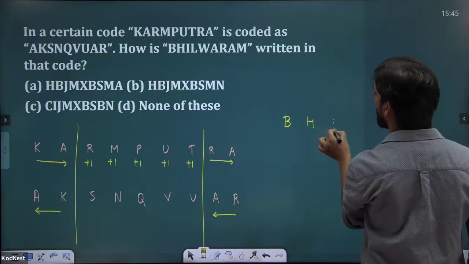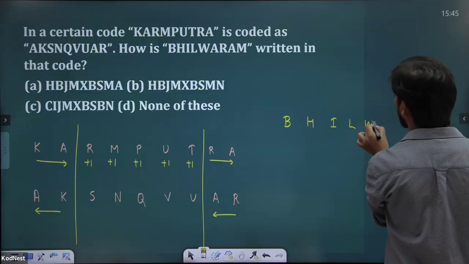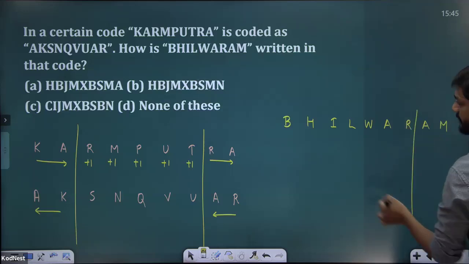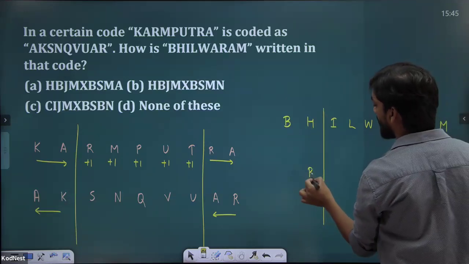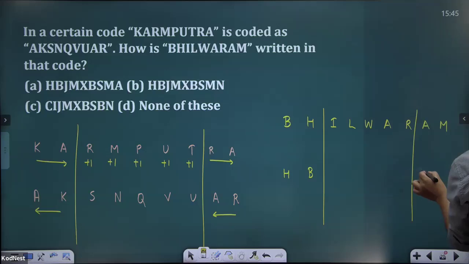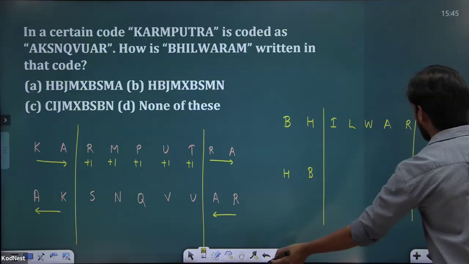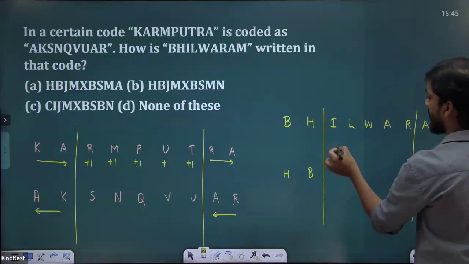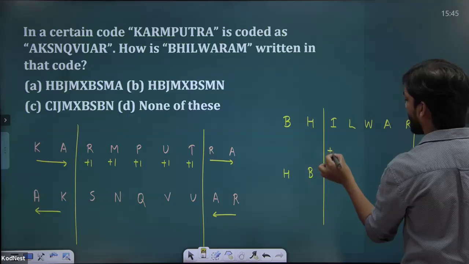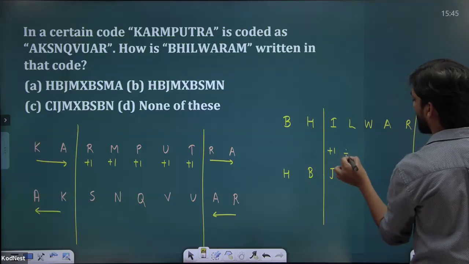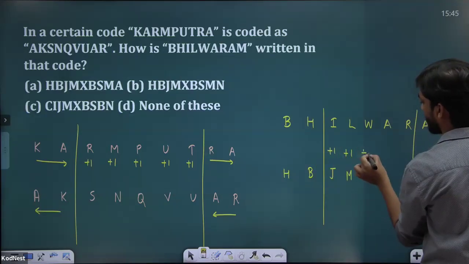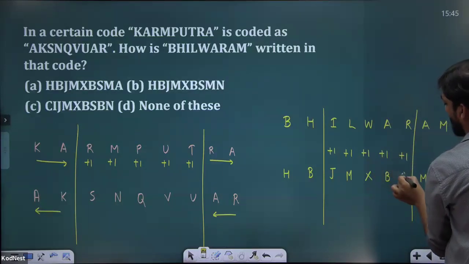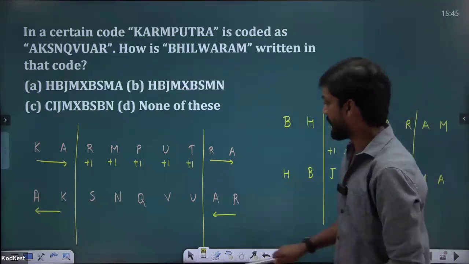So BHILWARAM. So this will be BH. This will be MA. And this will be next letter. So I, J, L, M, W, X, A plus 1, B, R plus 1, S. So this will come out to be the code.